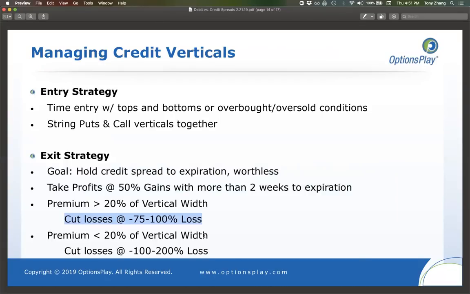Versus if you've collected less than 20% of the vertical width, that's when you want to cut losses of anywhere from 100 to 200% of the credit that you receive. So you need to give yourself more room if you're collecting less than 20% of the vertical width. So those are some of the best practices for managing both debit versus credit spreads.